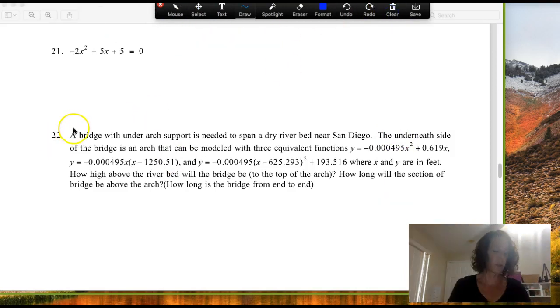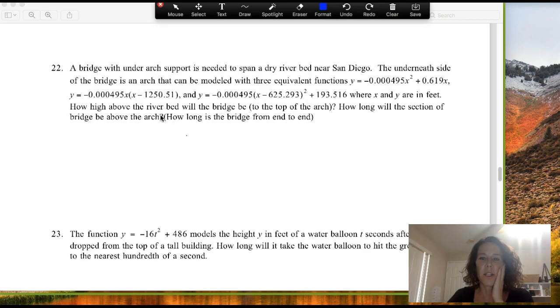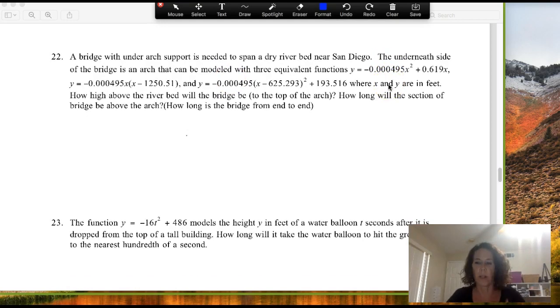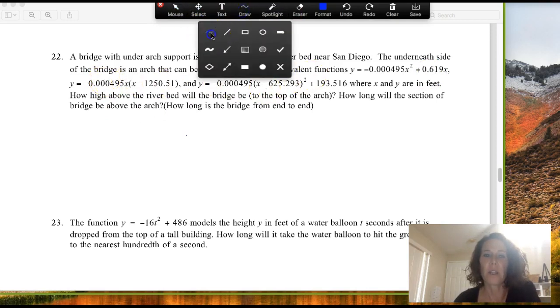All right, let's look at number 22. Okay, don't be afraid of this word problem. It looks scarier than it is, but the most important thing to remember is when you're working with real life parabolas and equations, you're not going to have nice clean numbers. It's going to be stuff like this. So don't be afraid of it. Let's look and see what we have.